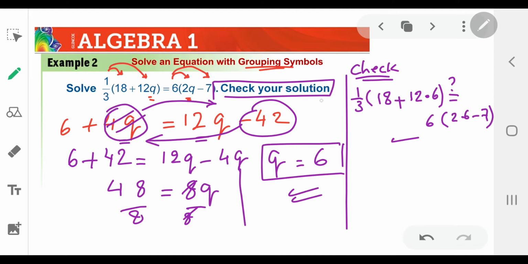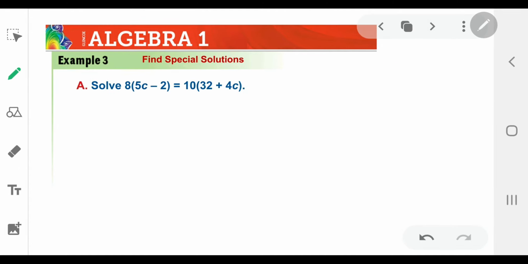You can always check your answer, and this is the beauty of solving equations. Whenever you're done and you reach your answer, you just plug it into the original given equation, and you make sure that your answer is correct. Now, from the title, we're solving the same type of equation involving grouping symbols, but we have a different title here: find special solutions.